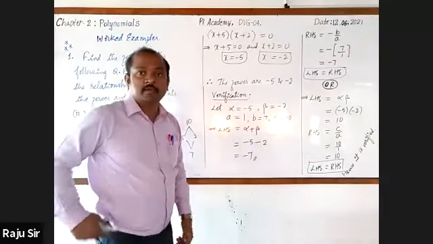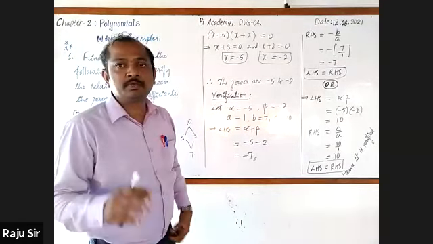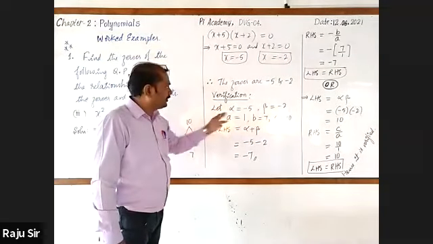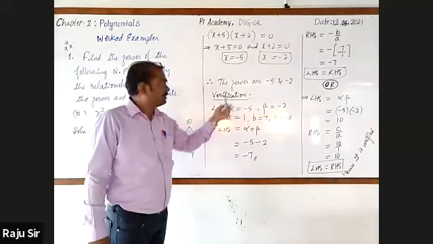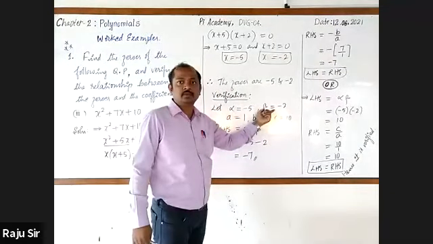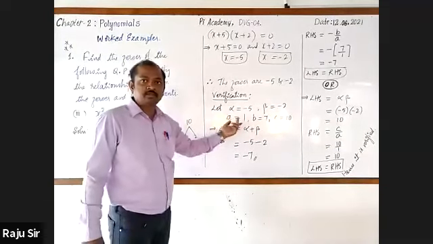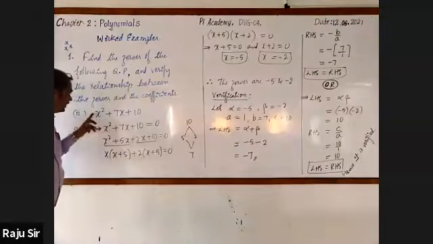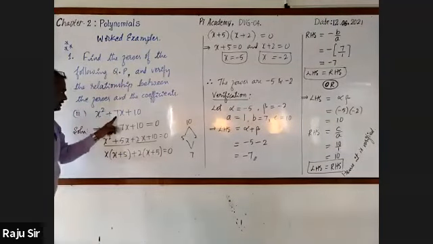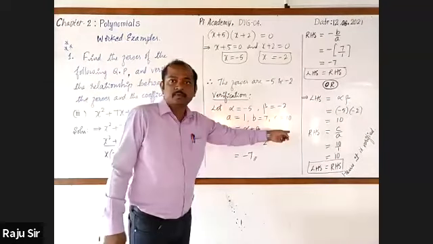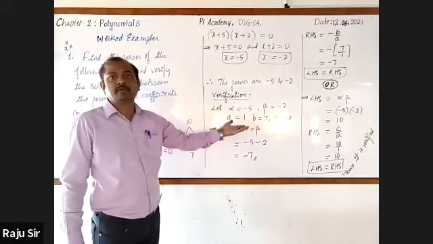Next, we have to verify the relationship between zeros and coefficients. So for verification, we need zeros. These are the zeros: alpha is -5, beta is -2. Then the coefficients a, b, and c: a is 1, b is 7, c is 10. The first statement is alpha plus beta equal to minus b by a.